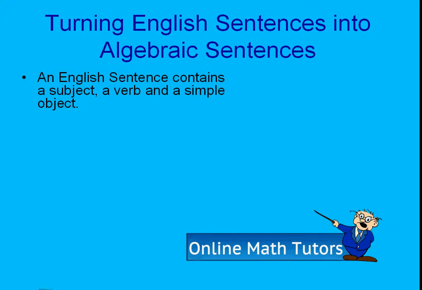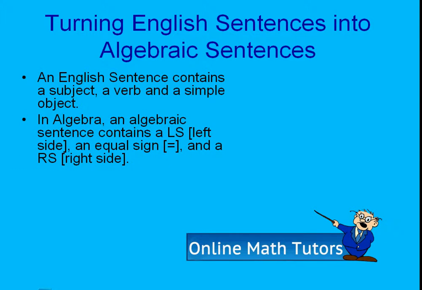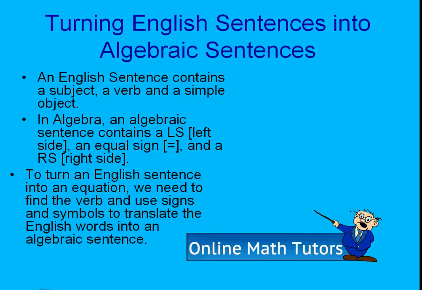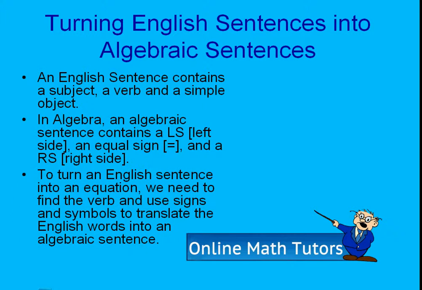An English sentence contains a subject, a verb, and a simple object. In algebra, an algebraic sentence contains a left side, an equal sign, and a right side. To turn an English sentence into an equation, we need to find the verb and then use signs and symbols to translate the English words into an algebraic sentence.